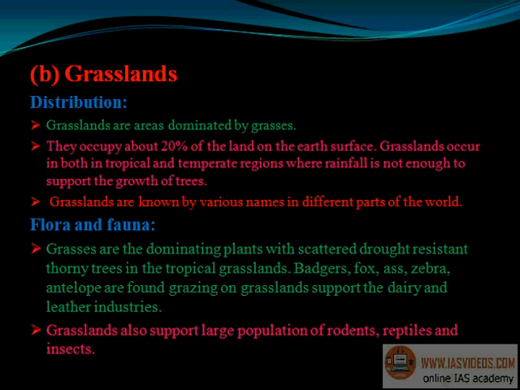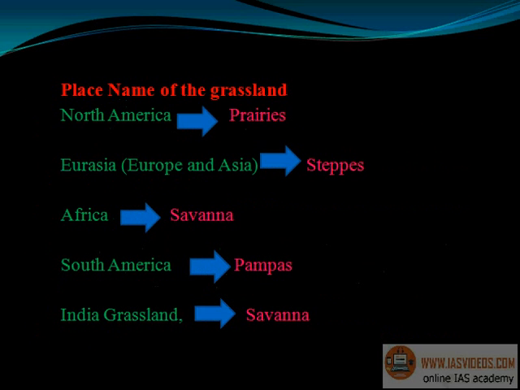Flora and fauna. Grasses are the dominating plants with scattered drought-resistant thorny trees in the tropical grasslands. Badgers, fox, ass, zebra, antelope are found grazing on grasslands, which support the dairy and leather industries. Grasslands also support large population of rodents, reptiles and insects.